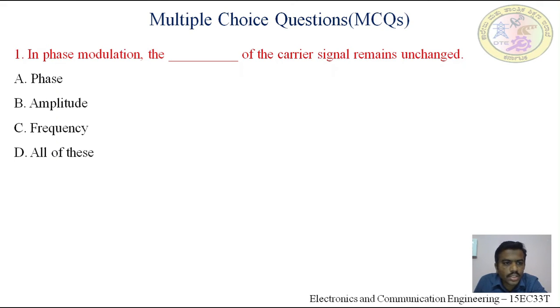First question: in phase modulation, the dash of the carrier signal remains unchanged. Options: A. Phase, B. Amplitude, C. Frequency, D. All of these. In phase modulation, the amplitude of the carrier signal remains unchanged. The answer for this question is B.